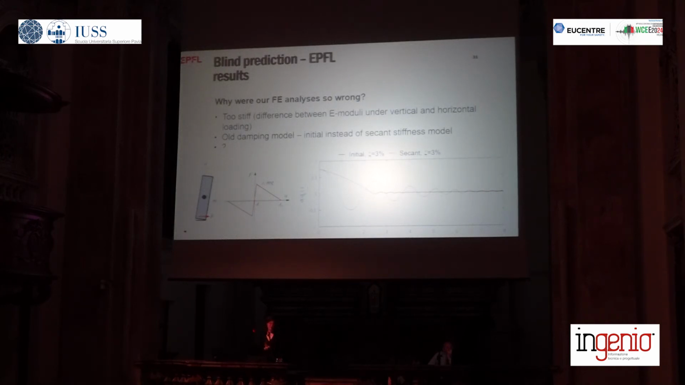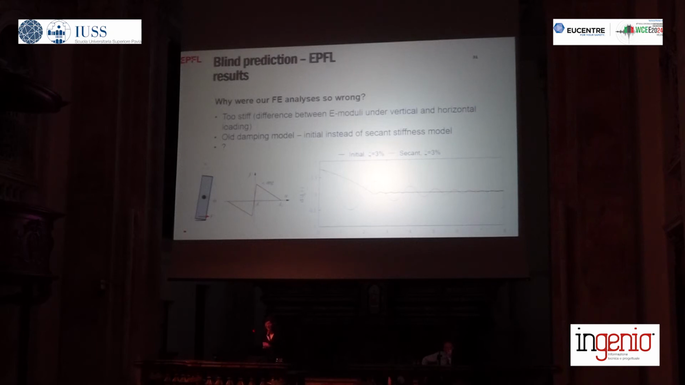One thing is really clear: we were too stiff, and I think that applies to most of the finite element models. We had used the E-modulus that was obtained for vertical loading instead of the E-modulus that was derived from the quasi-static cyclic test. This is really an oversight, and we should have known that.